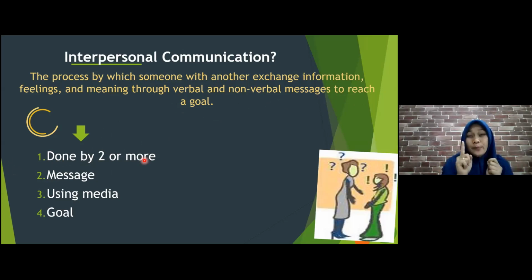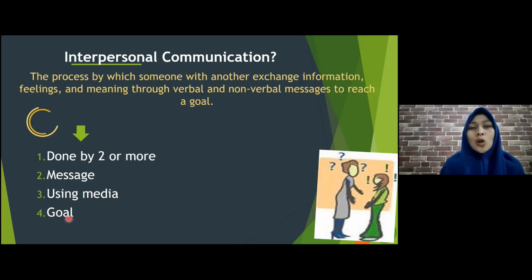Because if it is only one person, it's called internal communication. Then the second one, there should be a message. It could be information, feelings, values, thoughts, ideas, any kinds of information, any kinds of message. And then it should be using the media or channel or means. Then I will explain it more.